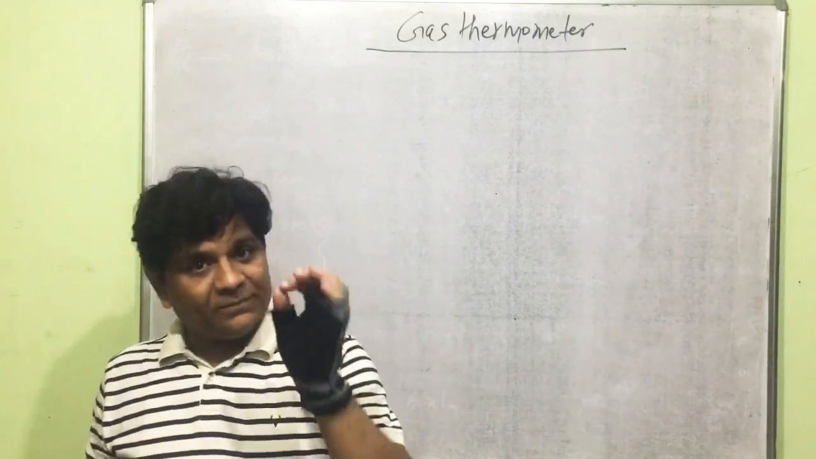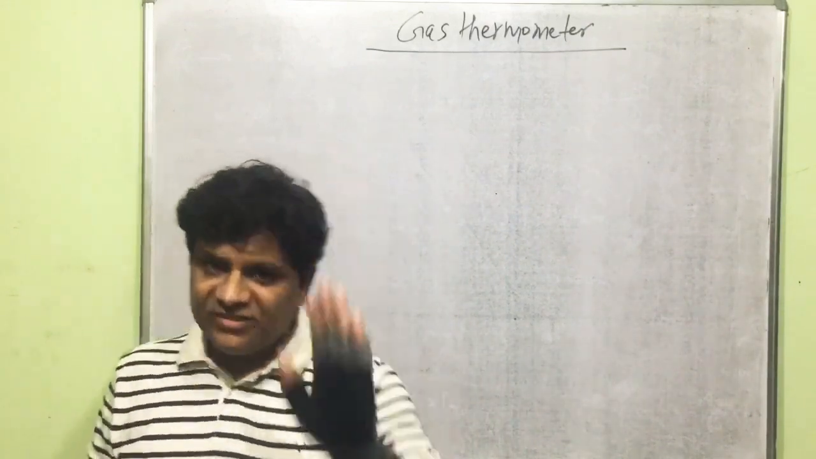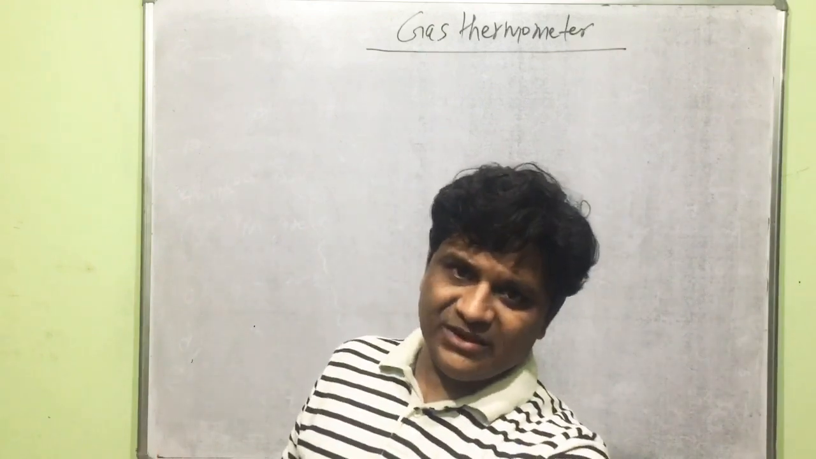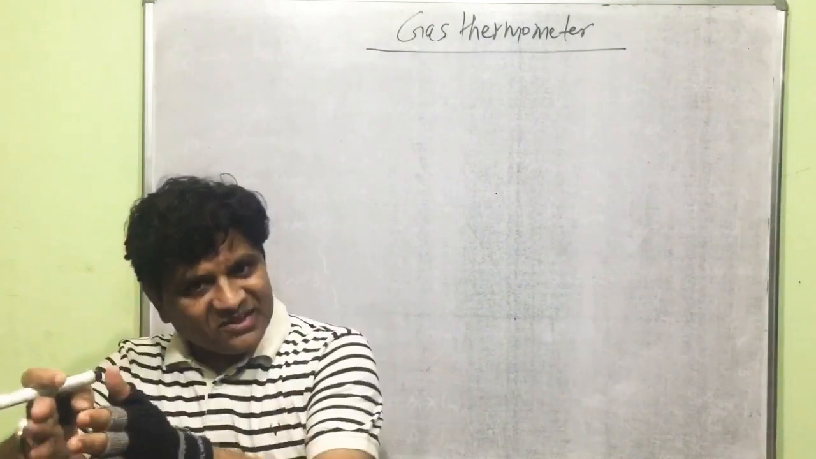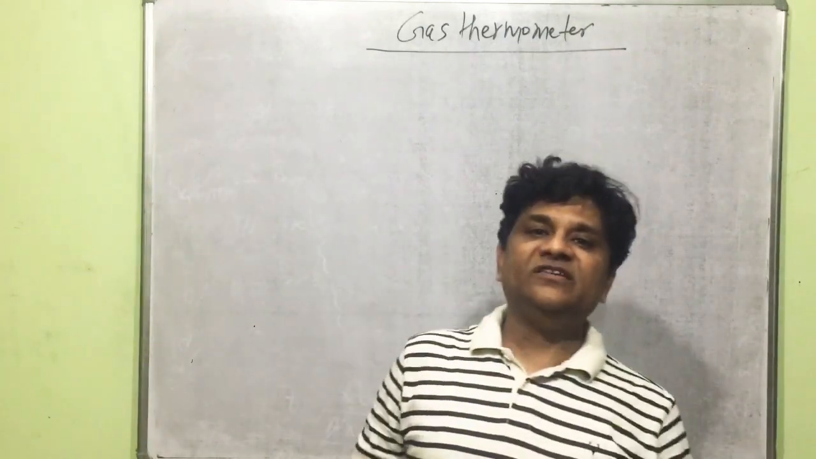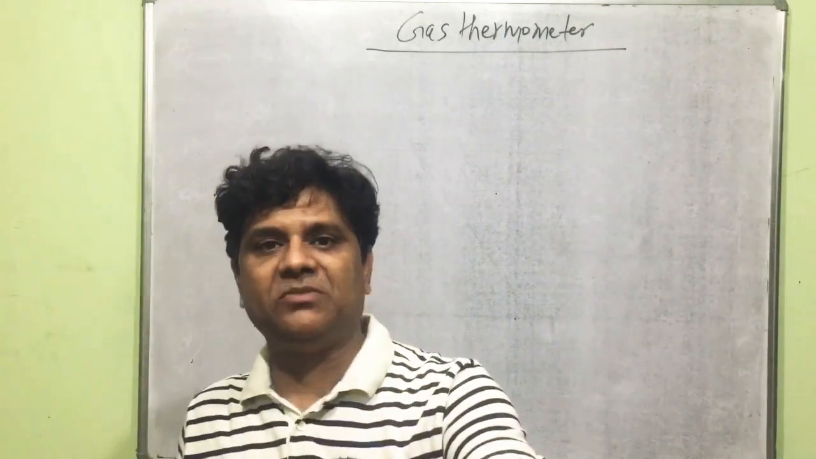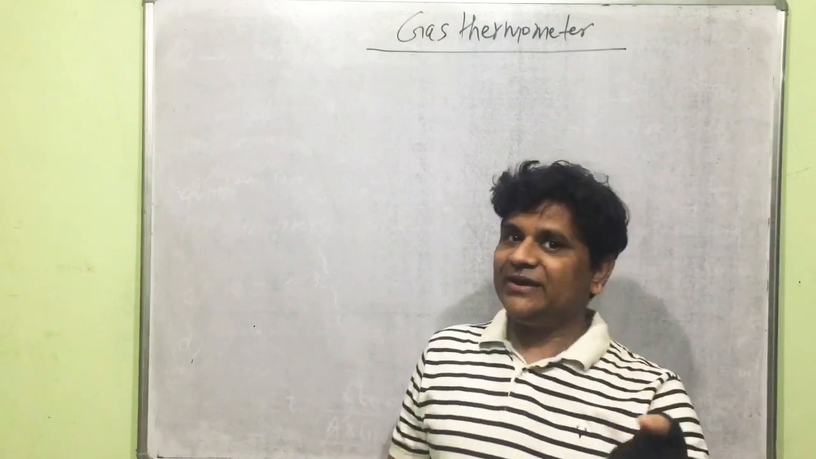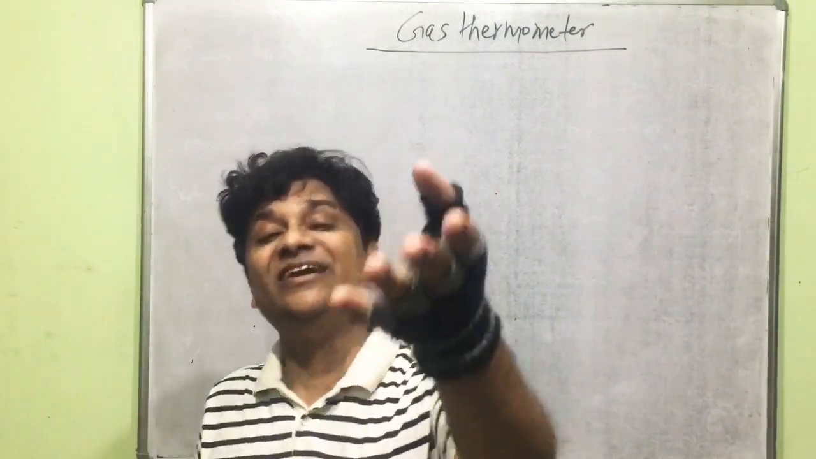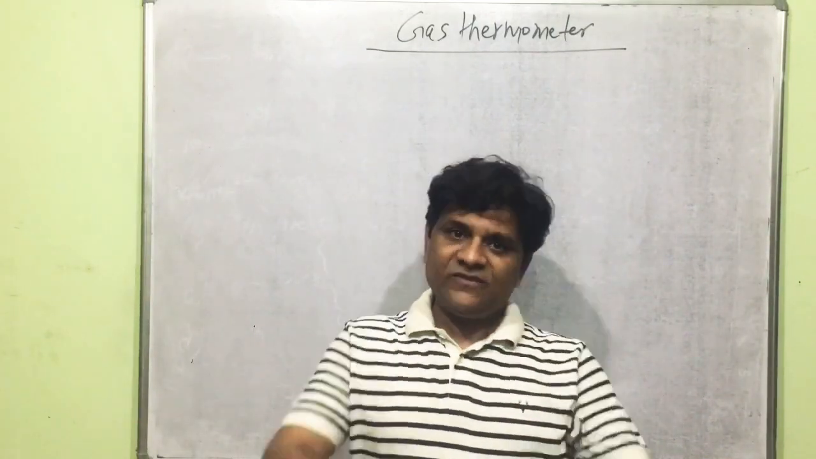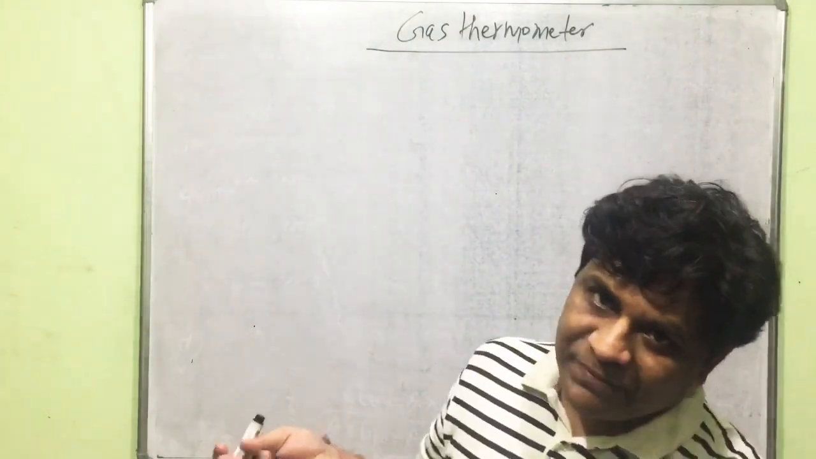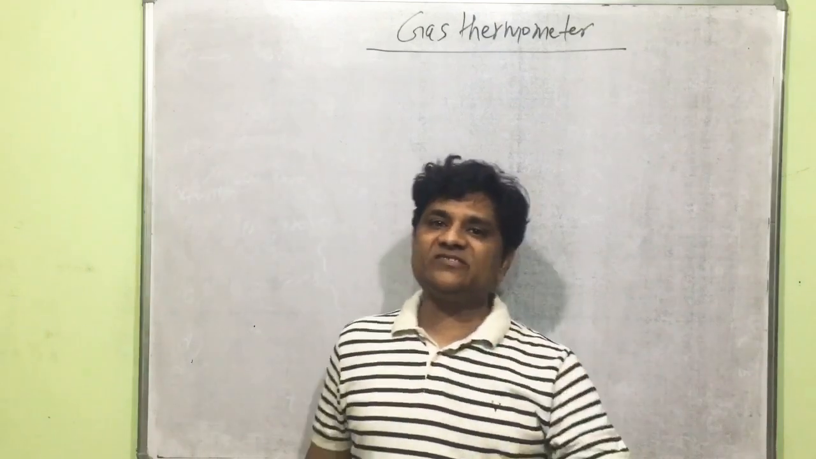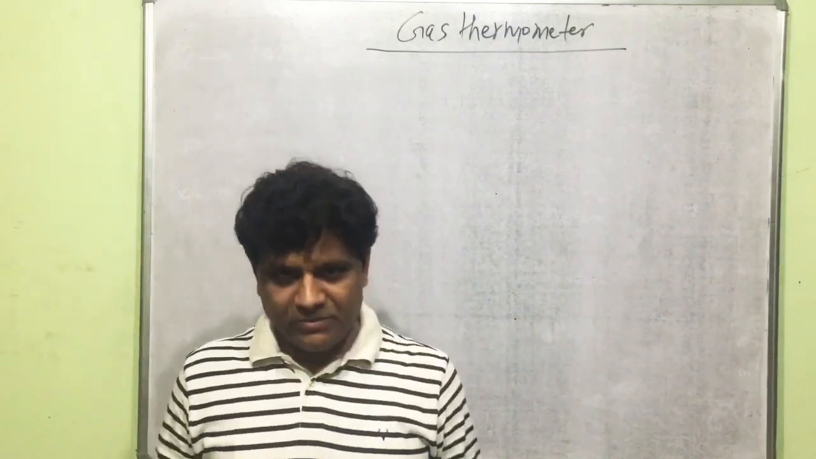It is based on the principle of change in volume. Change in volume means pressure constant, or change in pressure means volume constant. When pressure is constant, that thermometer is known as a constant pressure gas thermometer, and when volume is constant, it is known as a constant volume gas thermometer. So basically there are two types of gas thermometers.